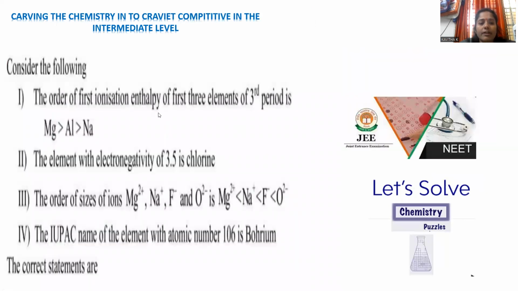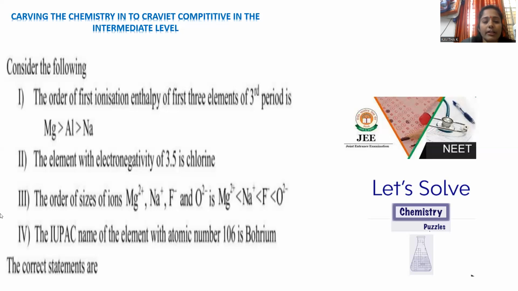Let's move on to question number 5. Here, many statements are provided regarding the periodic table. From this, we have to find which are the correct options. The order of first ionization enthalpy of the first 3 elements of the third period is provided: magnesium, aluminum, sodium. Before entering into the third period, first we have to know the general trends of ionization enthalpy. From top to bottom, ionization enthalpy gradually decreases. From left to right in the period, ionization enthalpy gradually increases.